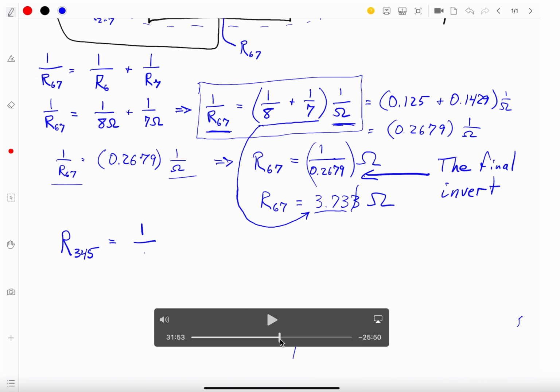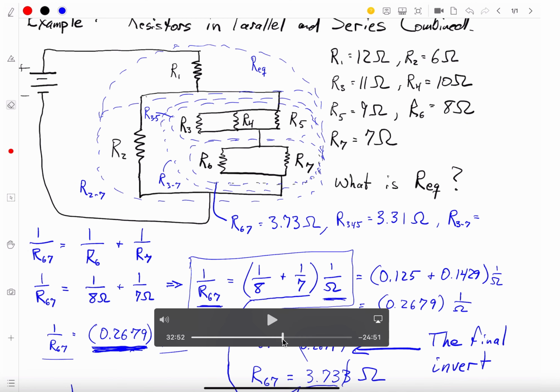So now let's do 3, 4, 5. And R3 is 11, R4 is 10, R5 is 9. So we're going to come back down here. When I first recorded this video, I did it very quickly because I'm going to do it for you right now. So we're doing 3, 4, 5. Look how it says 3.31 ohms right there.